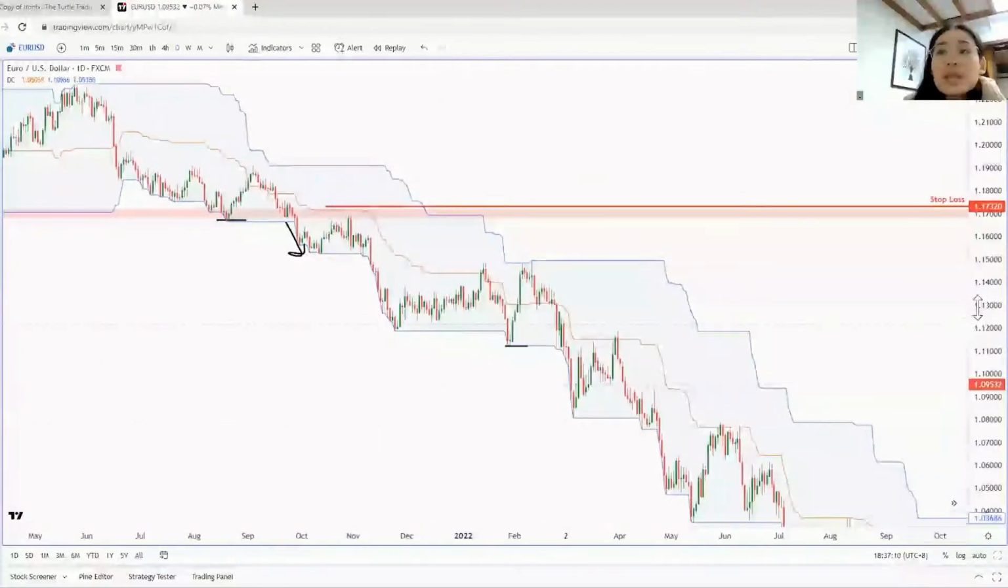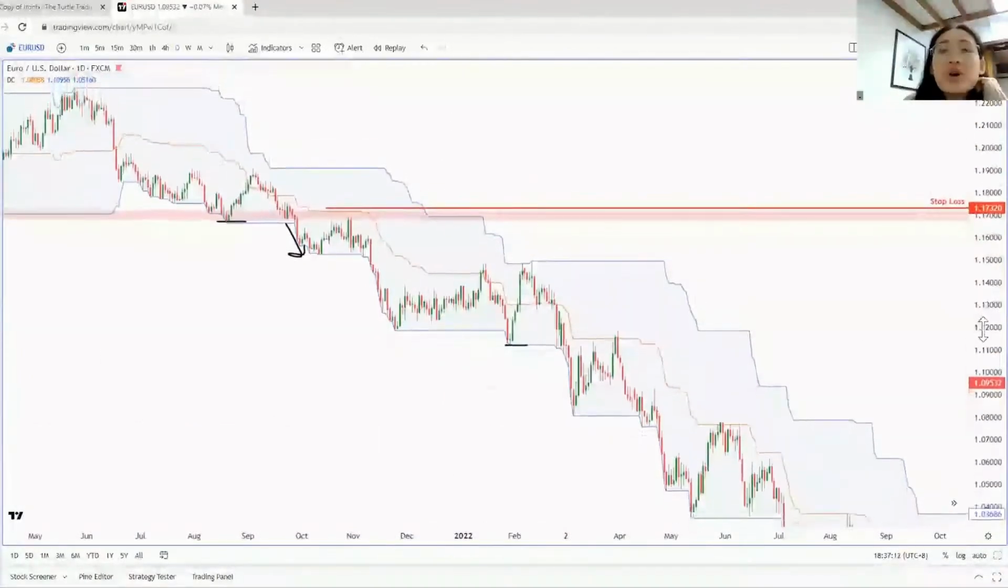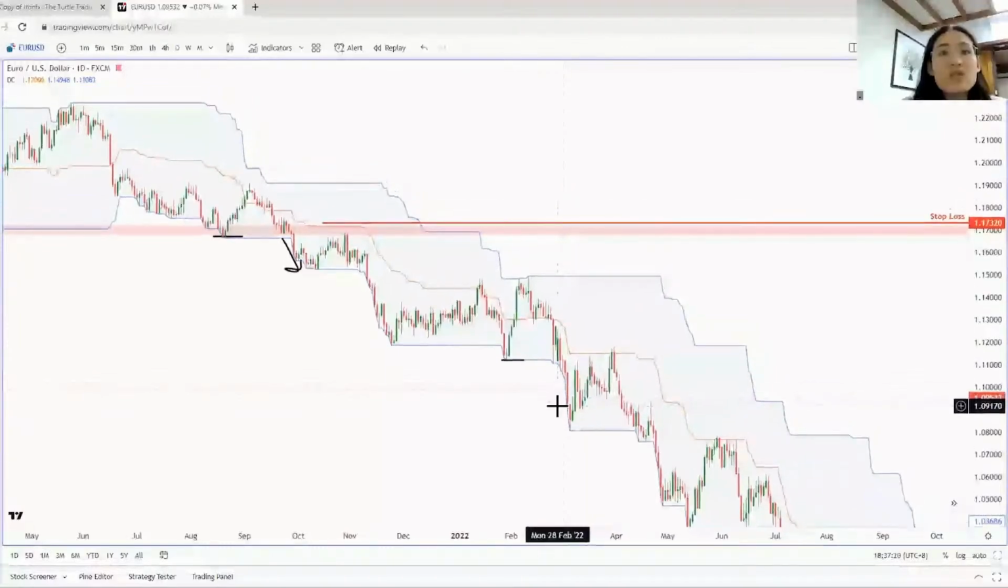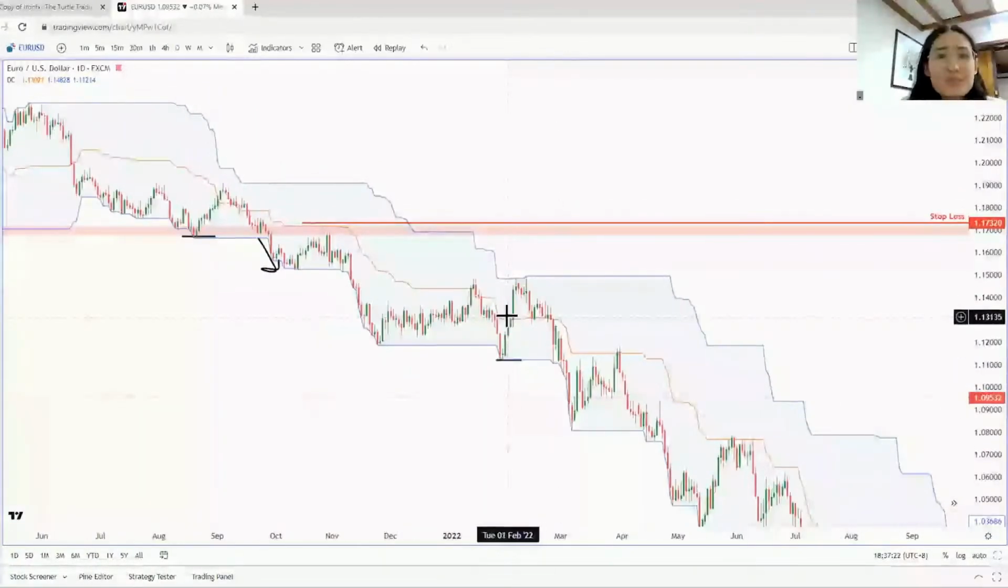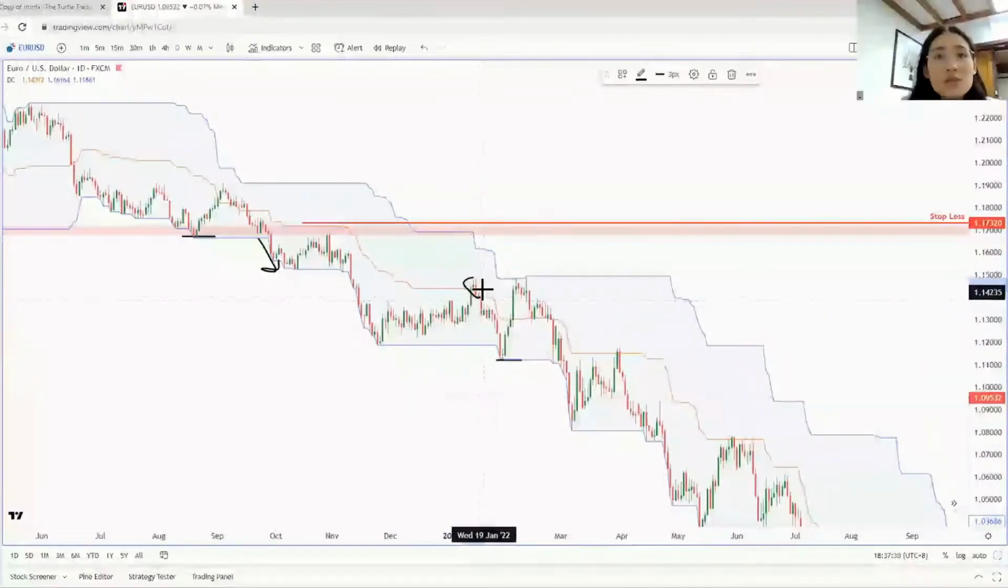Okay, so similarly, as we mentioned earlier, they would be looking out for breakouts. An example of this would be over here: price is moving below the moving average, but then once it comes up above the moving average, they will go in for a buy.